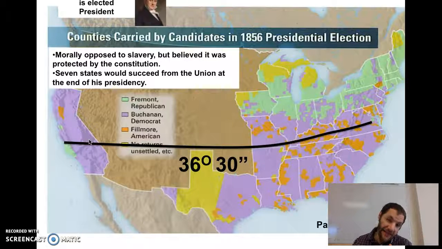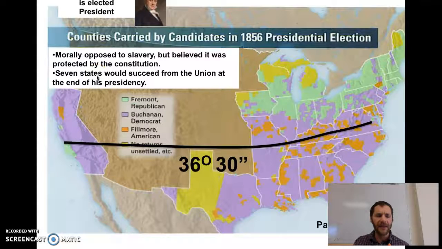The second to last map I want us to look at is in 1856. We have President James Buchanan. Now, James Buchanan was elected president in 1856, and his view was that he was morally opposed to slavery, I'm just reading it right here, but believed it was protected by the Constitution. Slavery was a law, and it was protected, so you could have slaves. But by the end of his presidency, 7 states would be thinking about seceding from the Union.